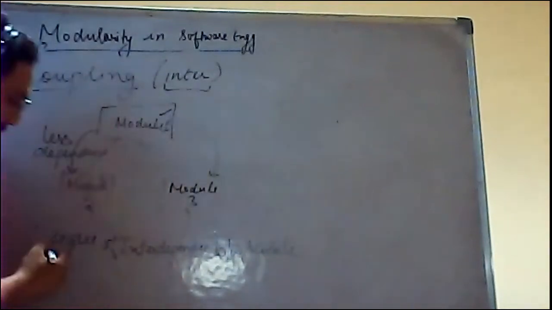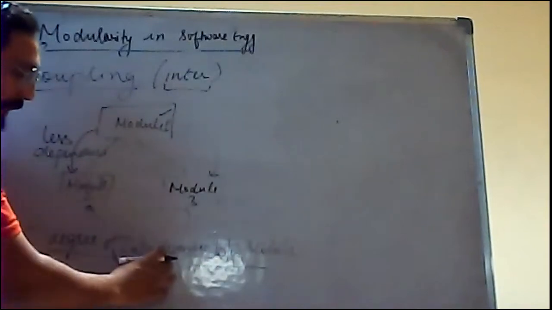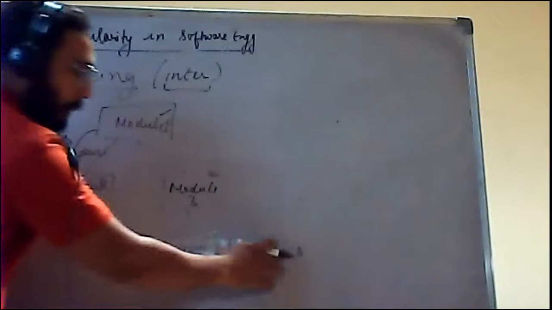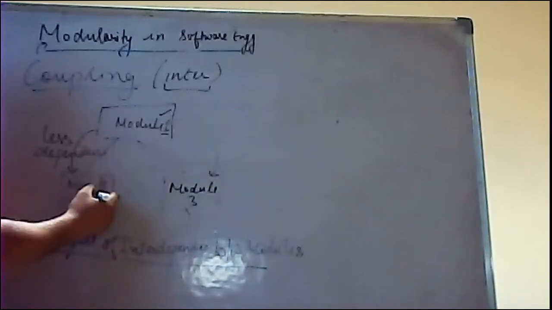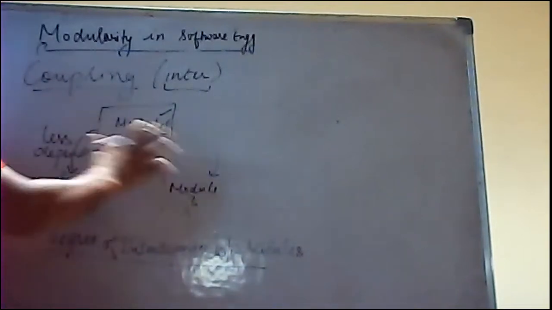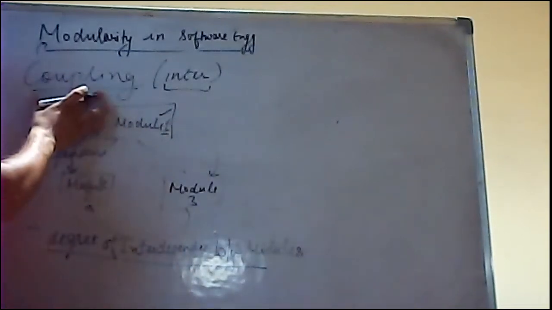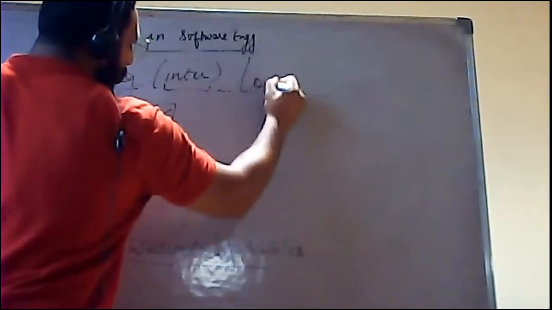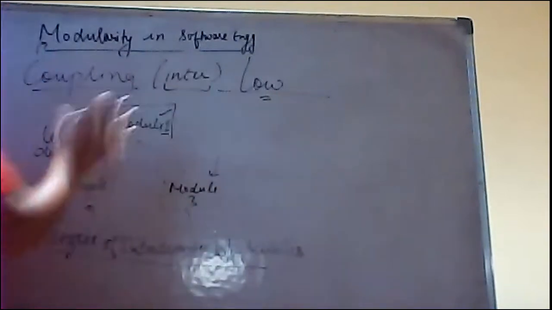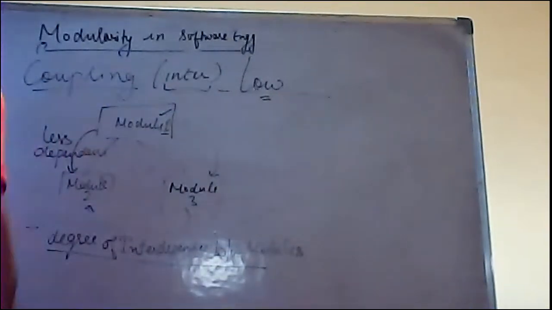Module 1, the definition is your degree of dependency. Okay, dependency between modules. That is the degree of interdependence between modules. So if module 1 is dependent on module 2, and if it is dependent on module 3, they will create a problem. So while designing a product, keep in mind your coupling should be low, meaning interdependency between modules should be low. That is your coupling.